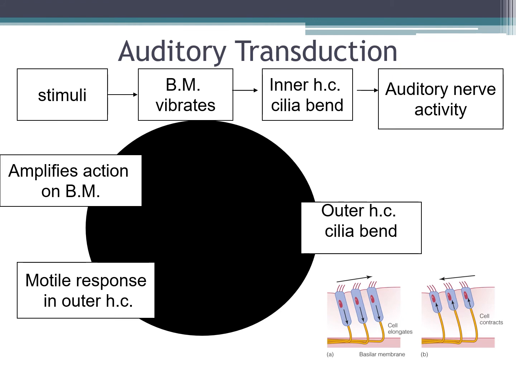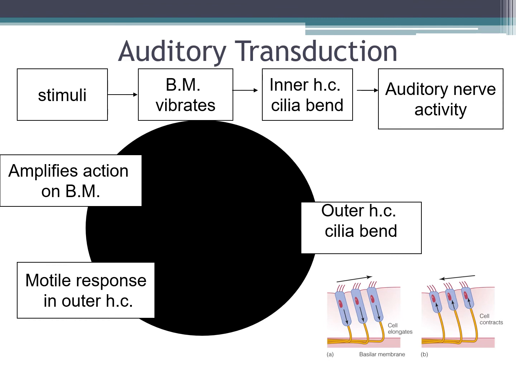But what this circle is trying to show is, as the basilar membrane is vibrating, the outer hair cell cilia also bend. And what that little picture at the bottom right is showing is that when they bend one way, because remember the tectorial membrane is shearing back and forth, just like it is across the inner hair cells, and it's pushing those outer hair cells, it causes those outer hair cells to elongate. So the cell actually elongates and pushes down on the basilar membrane. And when the tectorial membrane comes back the other way, the cilia are coming the other way.